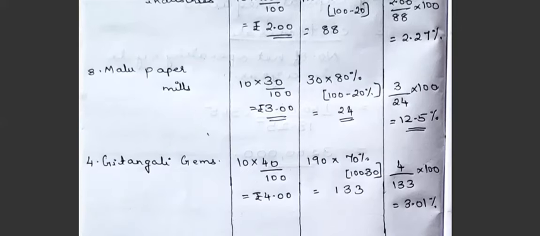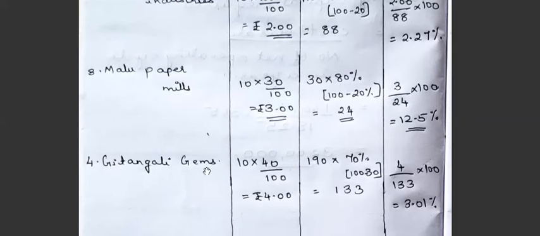The same way you do for the next one. 10 rupees is the face value, 30 is the percentage of dividend, you will get 3. Here 30 is the issue price into 80%. How do you get 80%? 100 minus 20; we have assumed 100 as the total, and 20% issue expenses is given in the problem. So 30 into 80%, you will get 24. 3 divided by 24 into 100, you will get 12.5%.